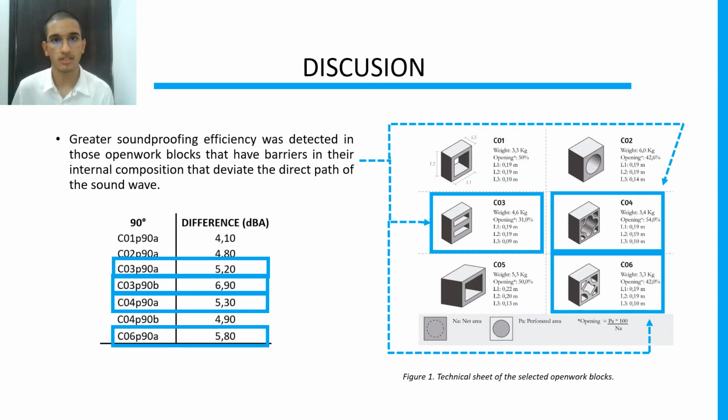As a discussion, greater soundproofing efficiency was detected in open wall blocks with barriers in the internal composition. This allows the direct path of the sound wave to be deviated. As an example, we can see the CO3, CO4, and CO6 open wall blocks. Also, the rotation of the block has an influence on the loss by acoustic transmission.